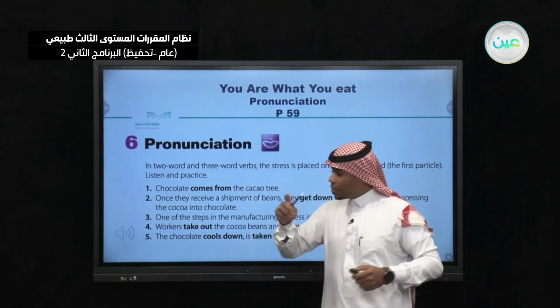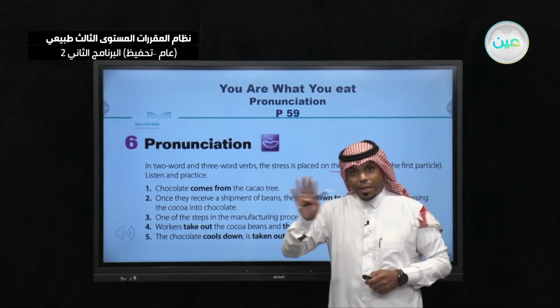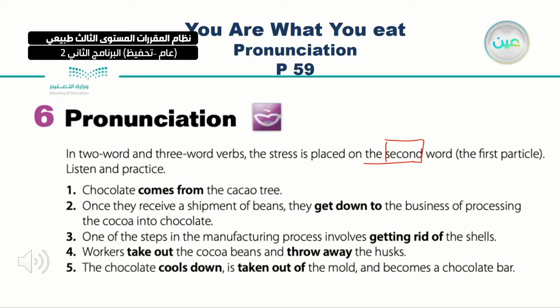Very good. So, let's start the first one. Just listen. Page 59. 6. Pronunciation. In 2-word and 3-word verbs, the stress is placed on the second word, the first particle. Listen and practice.